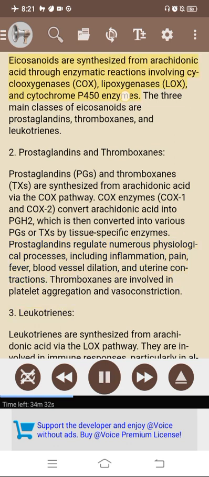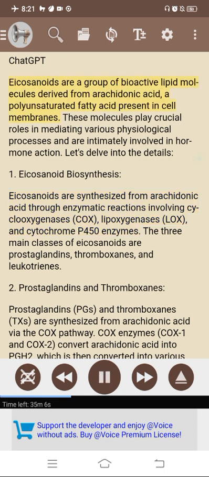Eicosanoids are a group of bioactive lipid molecules derived from arachidonic acid, a polyunsaturated fatty acid present in cell membranes. These molecules play crucial roles in mediating various physiological processes and are intimately involved in hormone action. Let's delve into the details.